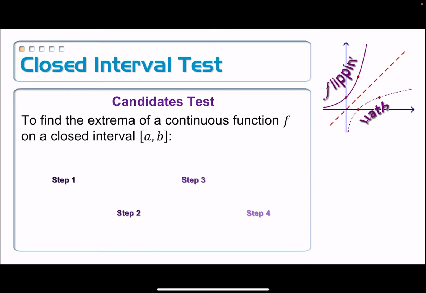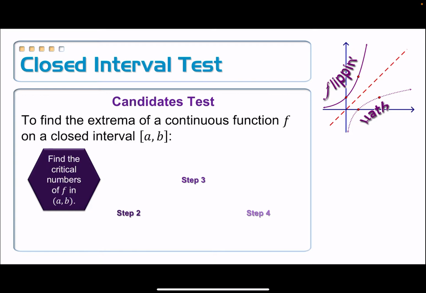But it doesn't say where they happen. It doesn't say how to find them. Instead, the closed interval test will tell us how to get it. So step one is to actually find your derivative and find your critical numbers. Find your critical numbers of f in the open interval from a to b. How do I find the critical numbers? I take the derivative and I see where it's equal to 0 or where it's undefined.